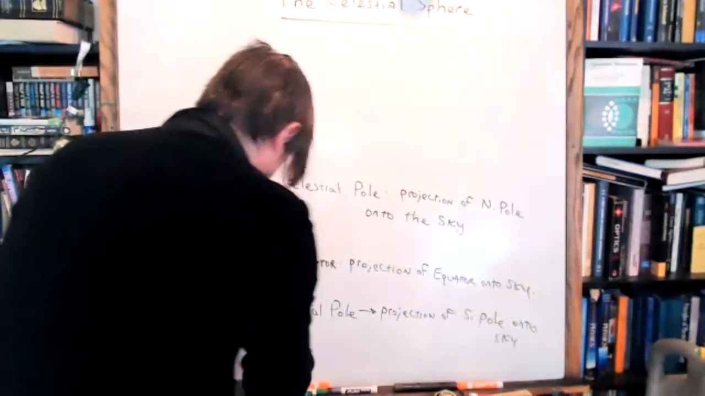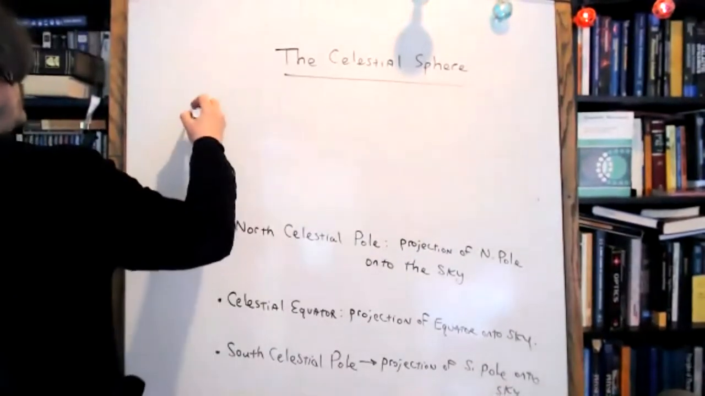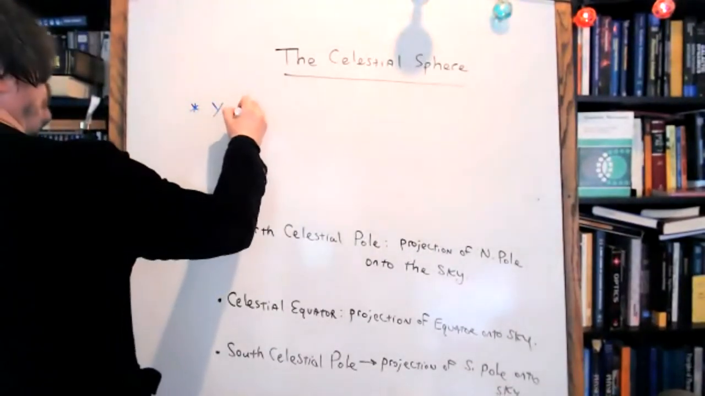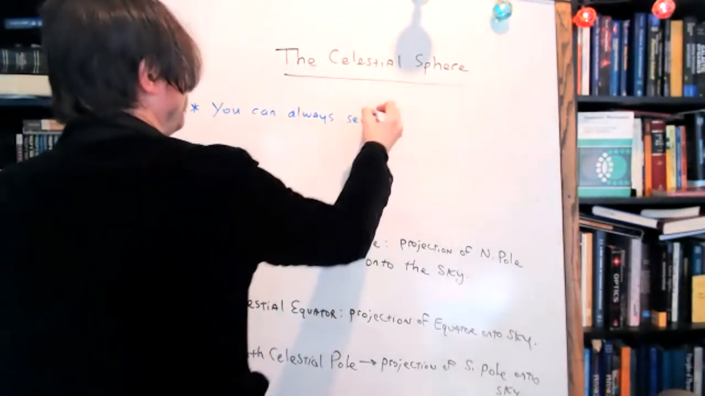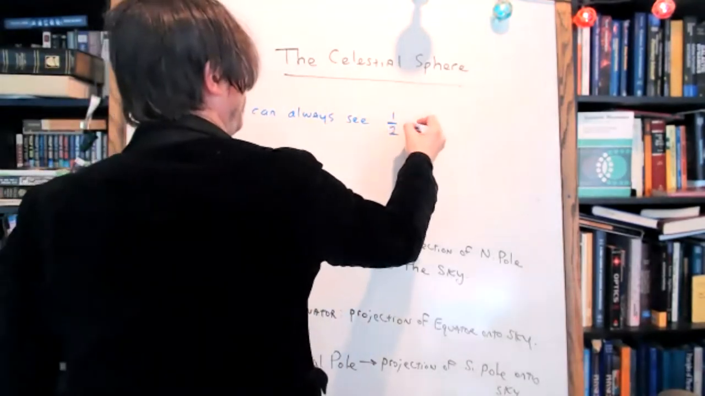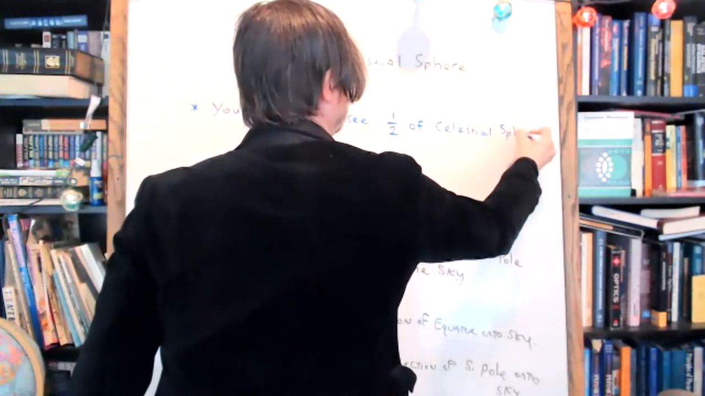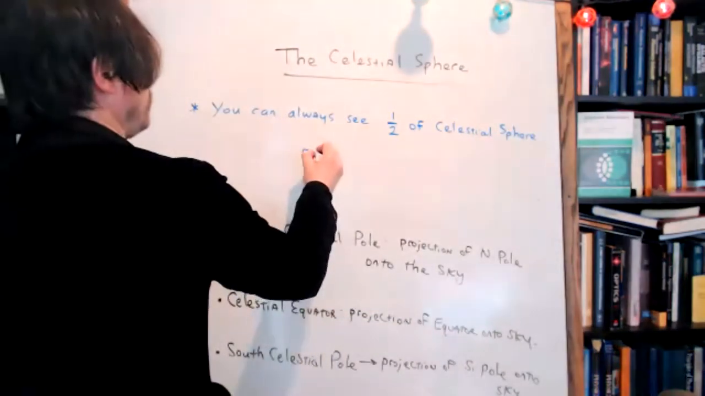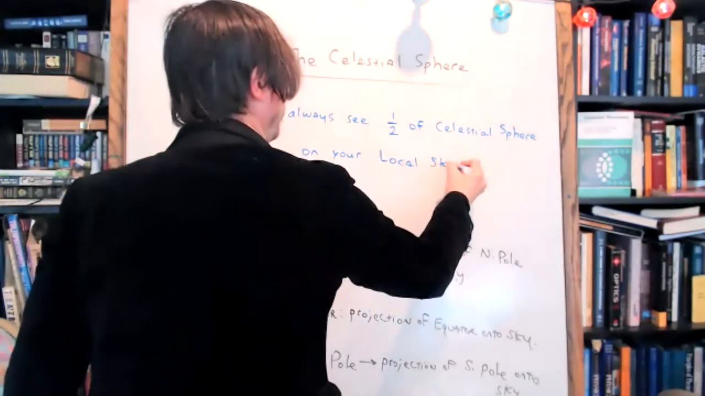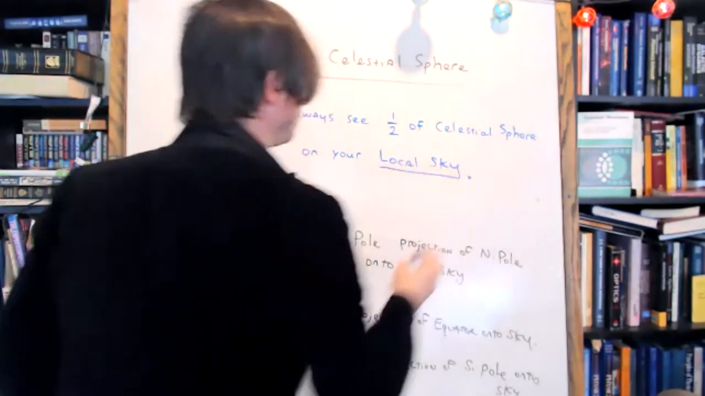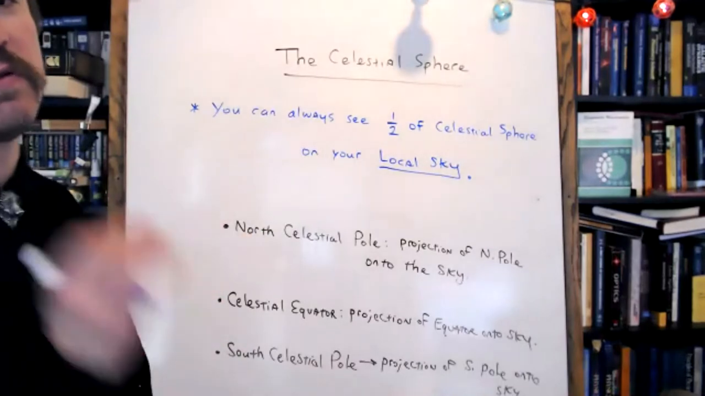I'm gonna put this in a different color to emphasize its importance. You can always see exactly one half of the celestial sphere on your so-called local sky. And I'm going to underline local sky because that's sort of a buzzword in today's class. It's a concept called the local sky.